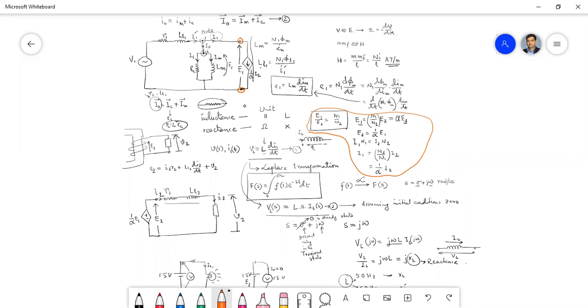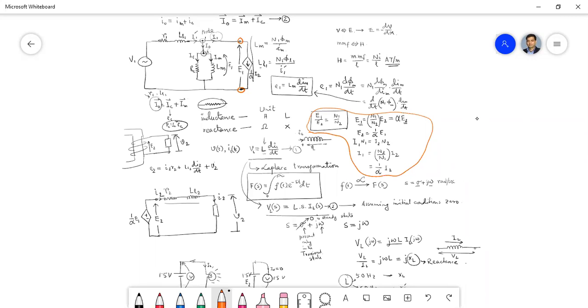Now you know that a transformer is not a single electrical circuit. It's two electrical circuits. But when we go for the equivalent circuit of the transformer, we have to make only one. So how to make one circuit out of these two circuits? That I will discuss.